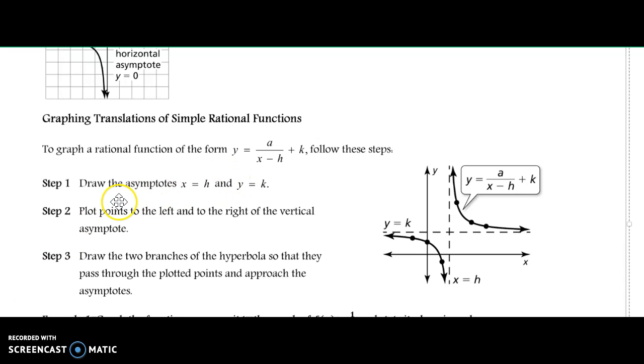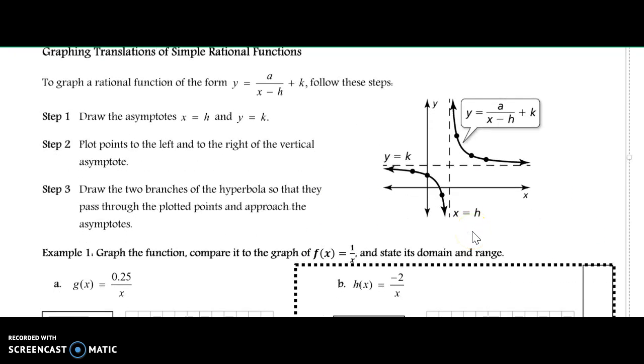The first step is to draw the asymptotes, x equals h and y equals k. Given the function, you should be able to tell what is h and what is k. And then the next step would be to plot points to the left and the right of the vertical asymptote. Then we draw two branches of the hyperbola so that they pass through the plotted points and approach the asymptotes. Here's an example. Now let's move to the bottom.